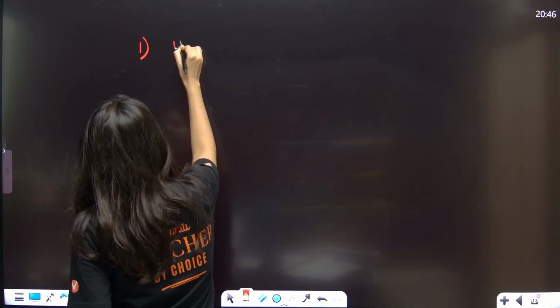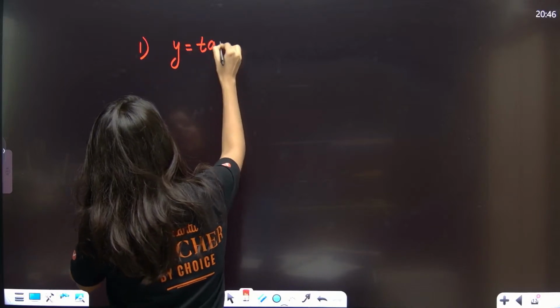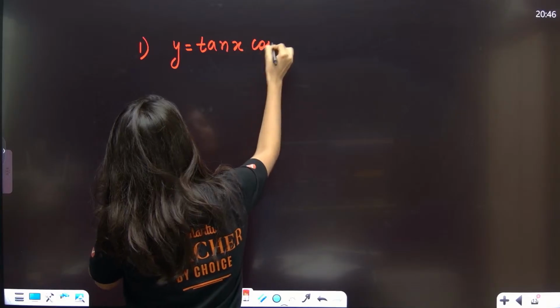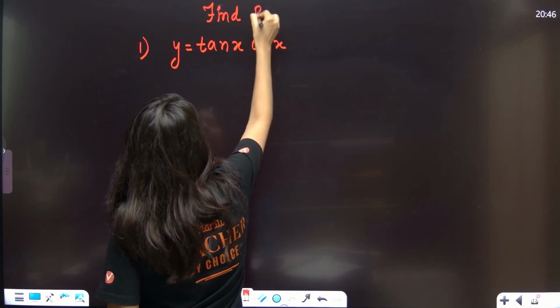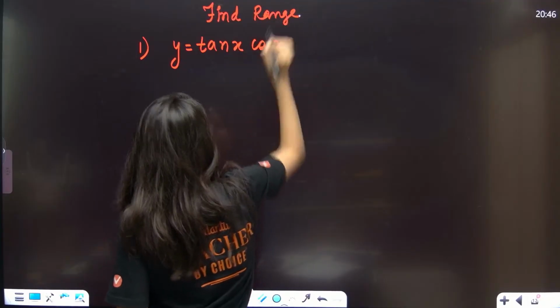Let's talk about first question. Tell me the range of y is equals to tan x multiply cos x. Find range.